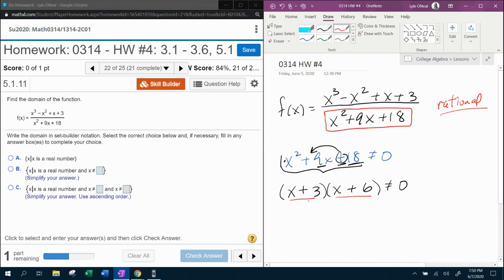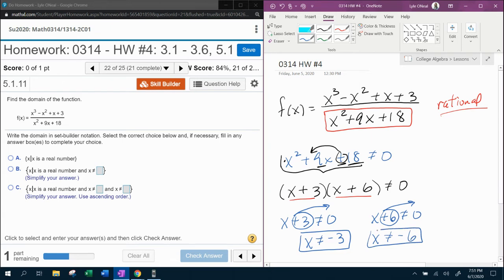And now I can set each factor not equal to 0 and solve for x. X plus 3 cannot be 0. And x plus 6 cannot be 0. Moving the 3 over, we can see that x cannot be negative 3. And moving the 6 over, x cannot be negative 6. Now, what does this mean? This means the domain is all real numbers except negative 3 and negative 6. Those are our restrictions.